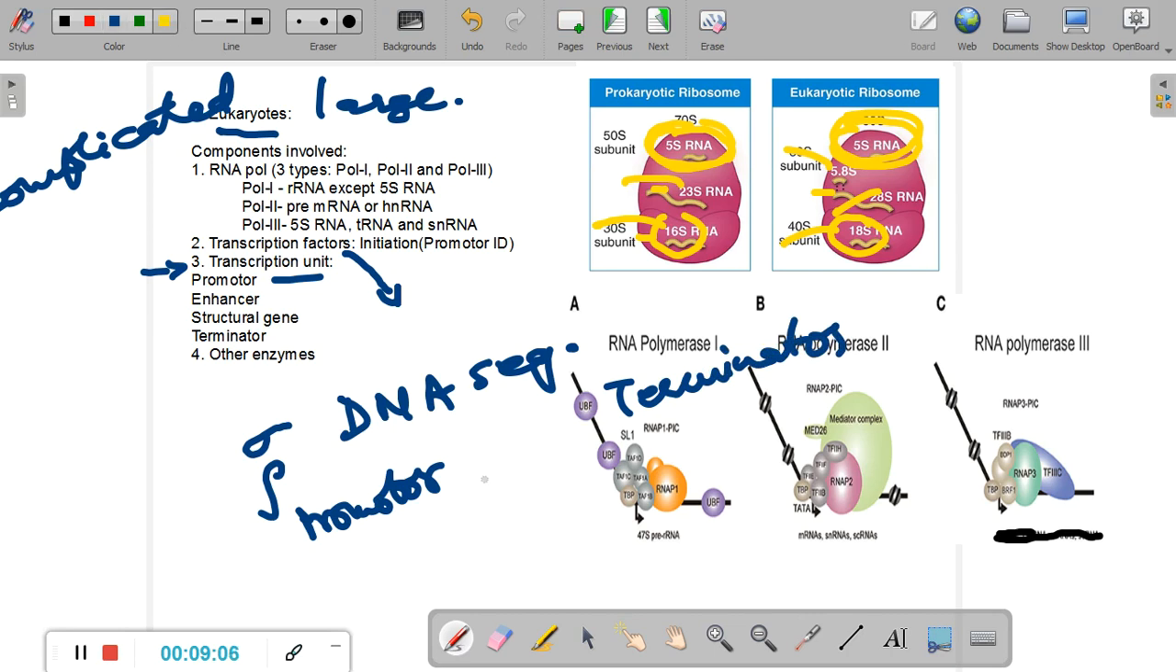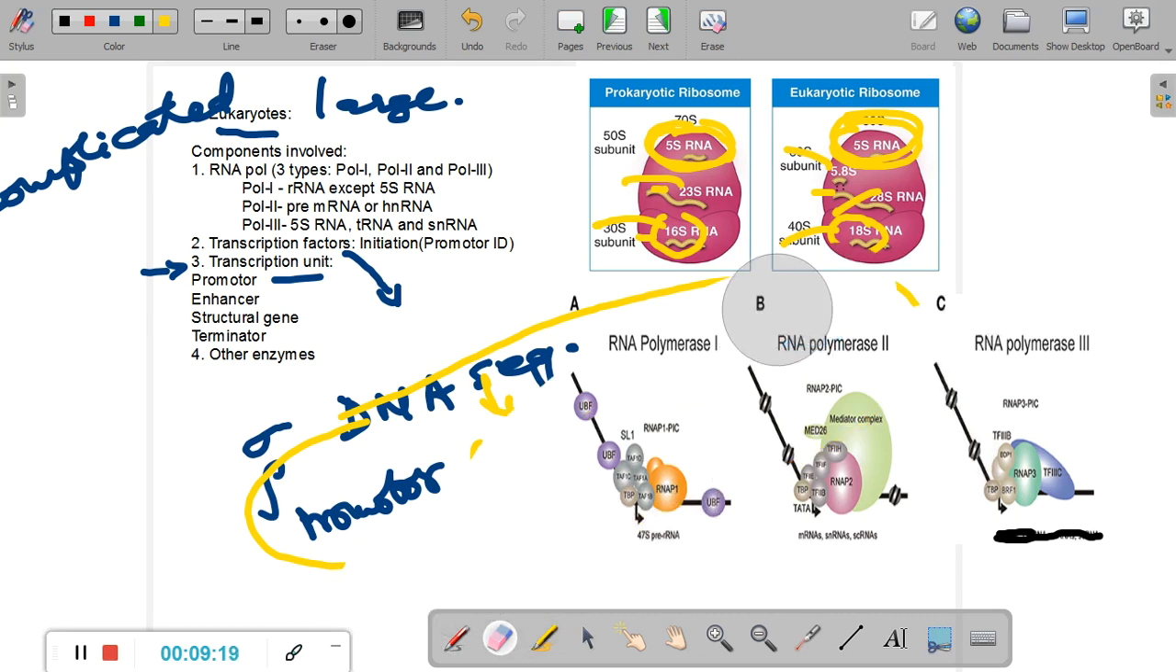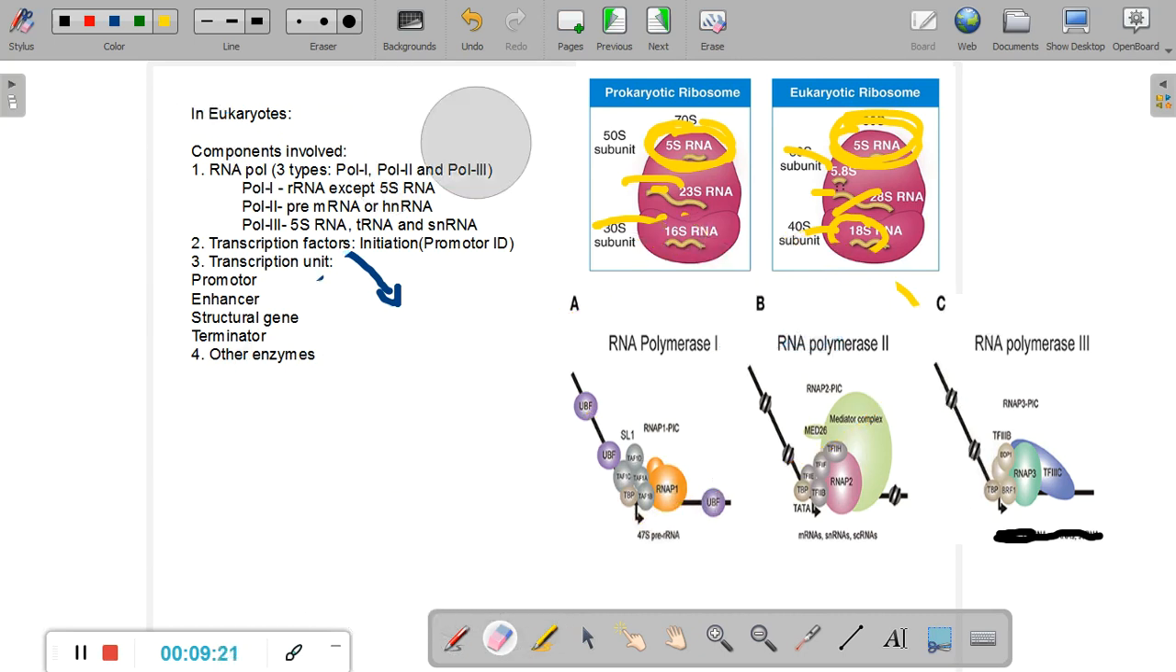And in the middle we have the coding sequence. So such a DNA segment which has a promoter and a terminator on two ends, and in the middle has a coding segment, is known as a transcription unit. Now, what about the transcription unit in case of eukaryotes?